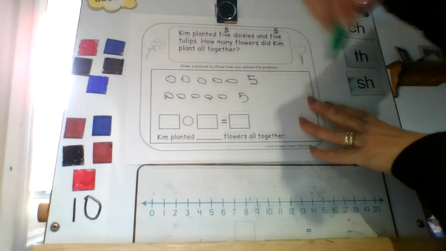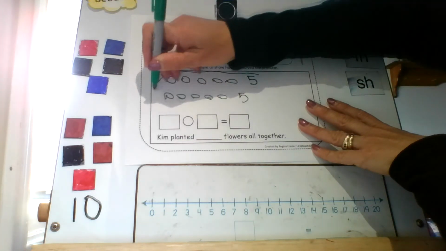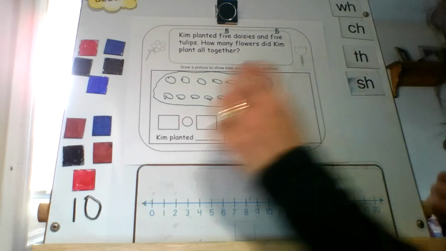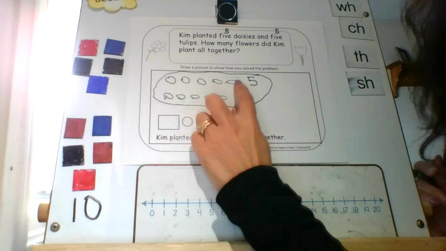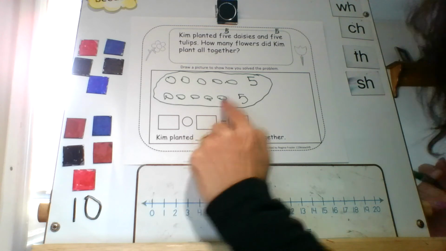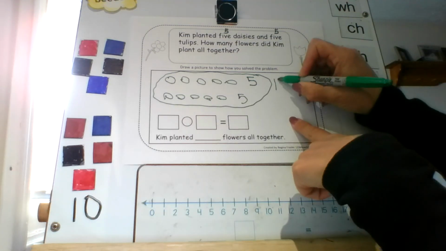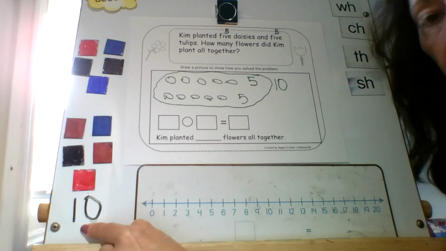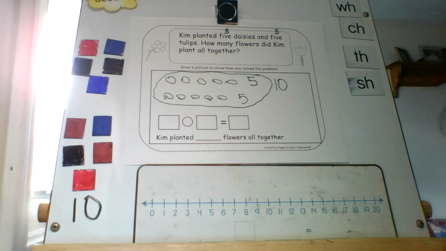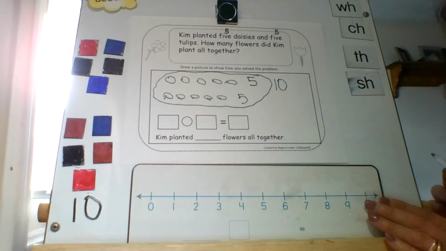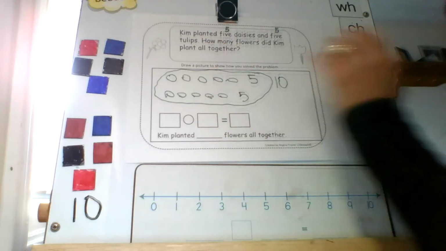Ooh, all together means putting a big circle around all of them and counting them all up. 1, 2, 3, 4, 5, 6, 7, 8, 9, 10. 10. Now that's the same answer I got as I did with my counters. Last place I'm going to check is on my number line. You can make your own number line, or if you want, you know what? I'm going to turn it around so you can see the numbers a little bit better. If you want, you can just watch it as I count and check.